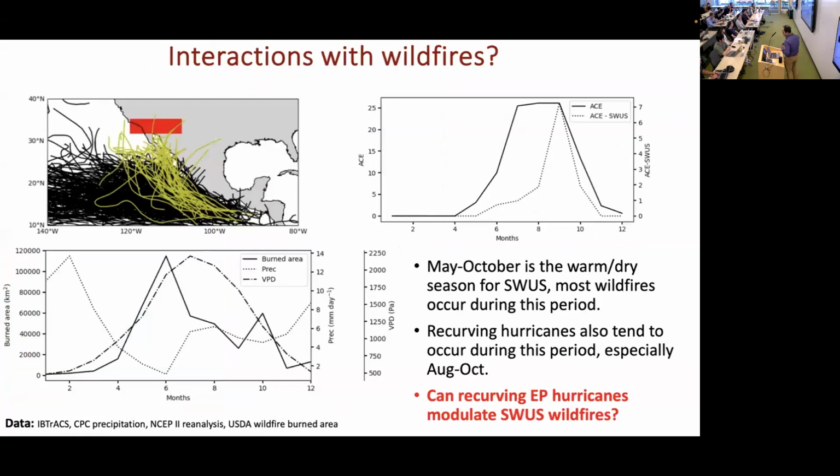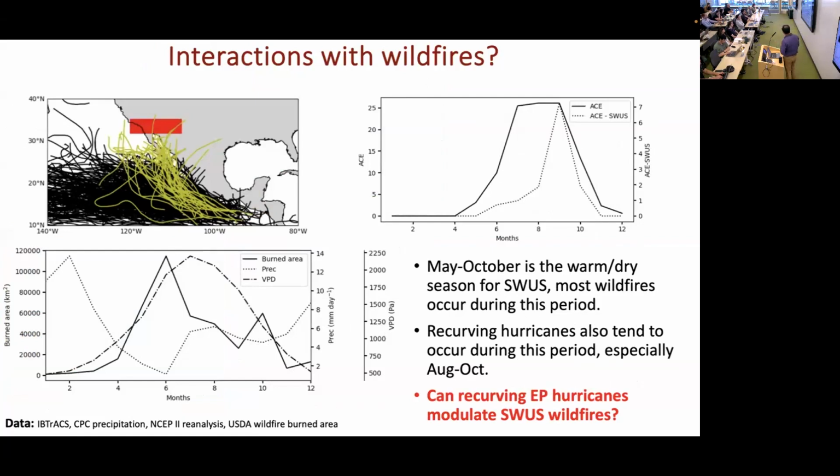So this is just to set up the problem. The top left panel shows a schematic of the tracks, and the black tracks are the ones that don't make landfall and move towards the Central Pacific, and the yellow ones are the ones that recurve and move toward the southwest US. The red rectangle indicates the region of interest, which is the southwest US.